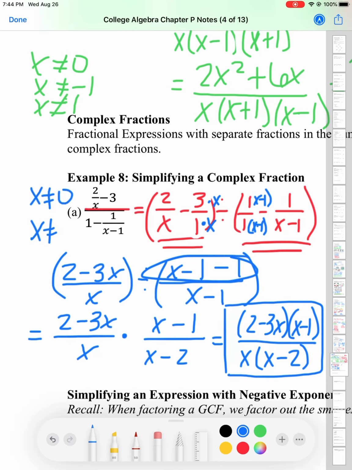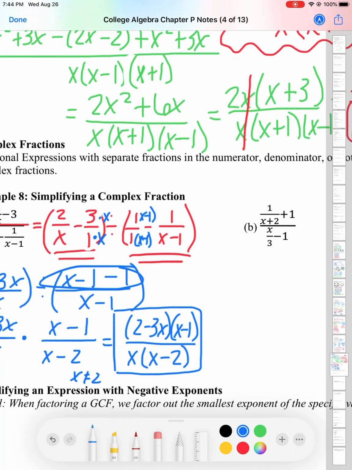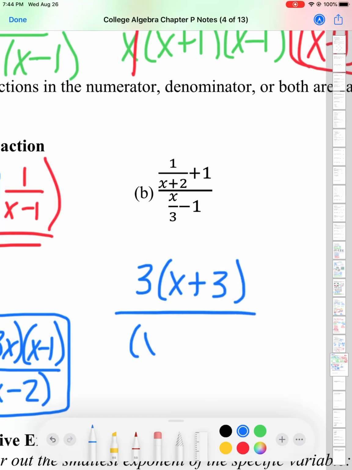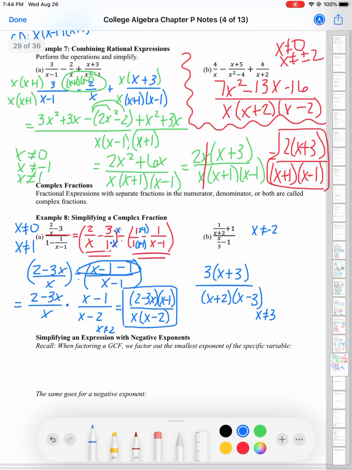And remember, x cannot be 0, x cannot be 1, and now x cannot be 2. So make sure you take care of all the denominators in all of the fractions. B works the exact same, so pause me and try it. But your answer should be 3 times x plus 3 over x plus 2 times x minus 3. And x cannot be negative 2, and x cannot be positive 3.